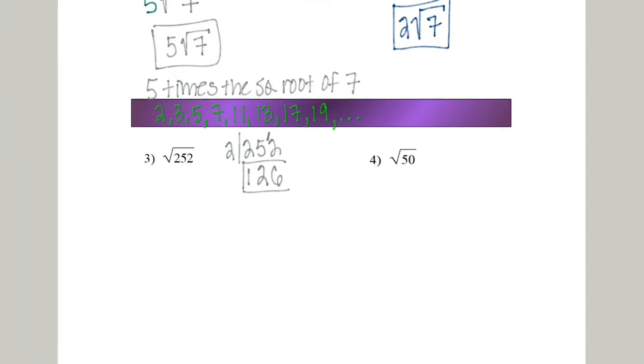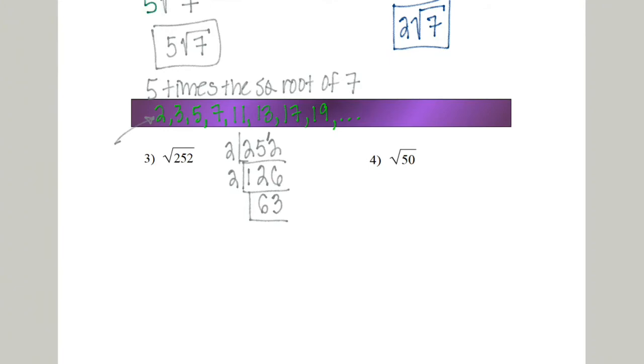126 is an even number, so it is not prime. There's only one prime even number, and that is 2. So we're going to continue with 2. 2 goes into 126. 2 goes into 12 6 times. Nothing left over, and 2 goes into 6 3 times. Now 2 does not go into 63, so we're done with the 2's.